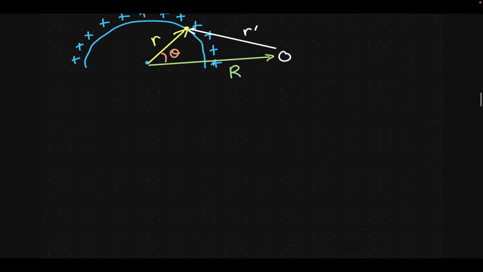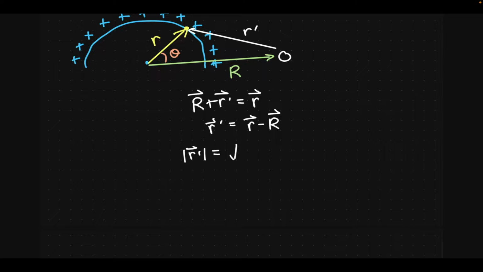Now we know from basic calculations that capital R plus R prime is R. So R prime vector is just R minus r. Now if we talk about the magnitude of R prime, it is going to be the square root of R squared minus 2Rr cosine theta plus r squared.